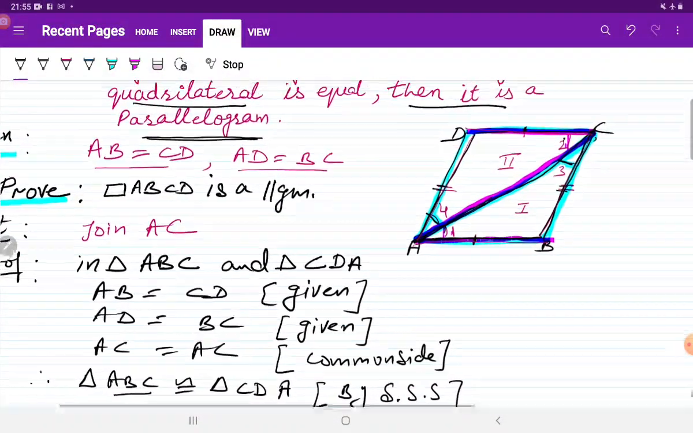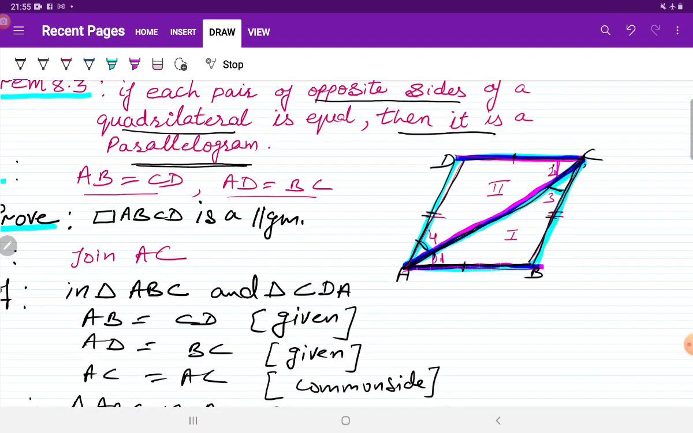So what we have to prove? We have to prove that quadrilateral ABCD is a parallelogram and we are given that opposite pairs of sides are equal. So जो दिया था उसी से हमने स्टार्ट किया.